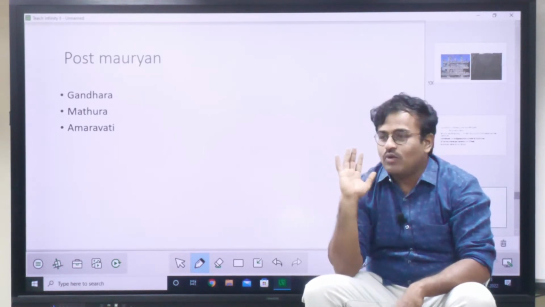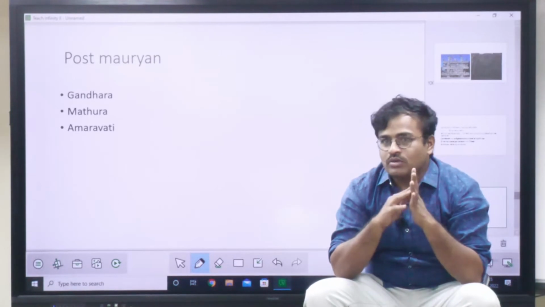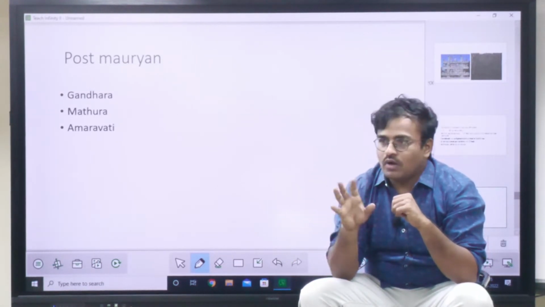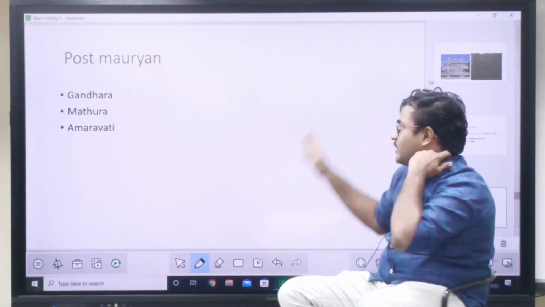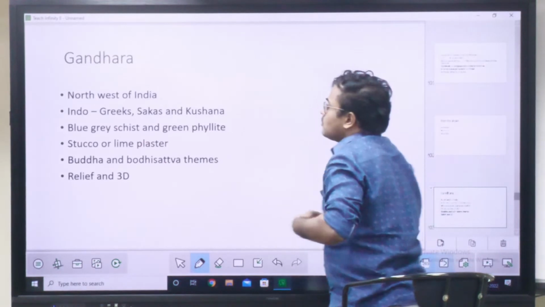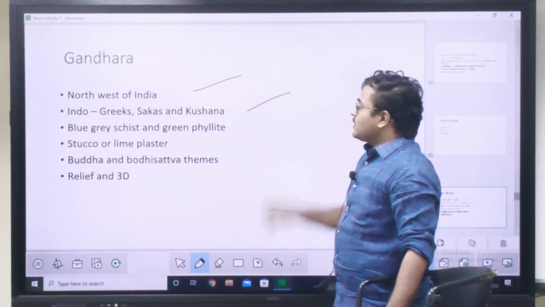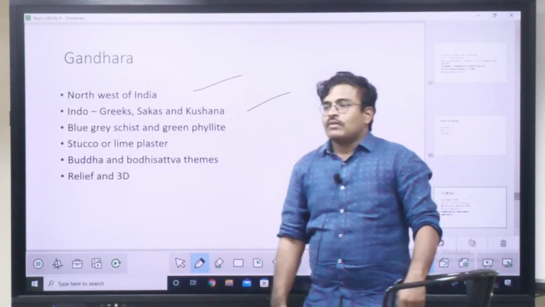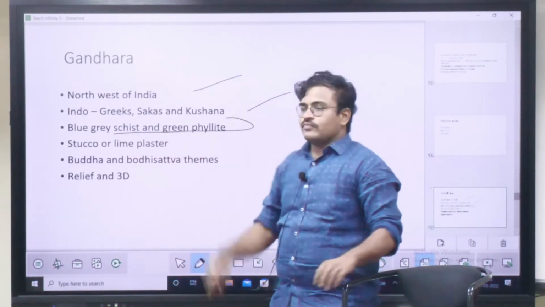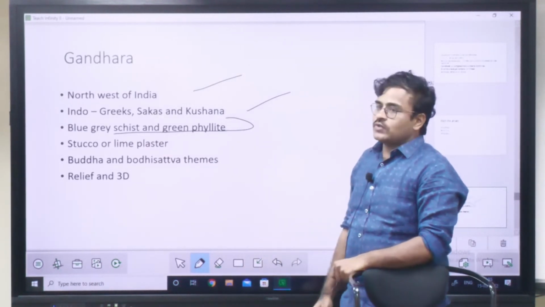So halo is also something depicted by the Gandhara School of art. It has some Roman and Greek influences. Yes or no? So all of these things are used here. Just have a look at this Gandhara sculpture. It is mainly present in northwest of India. It was brought by Indo-Greeks, Shakas and Kushanas. And the stones they used are blue-grey schist and green phyllite.